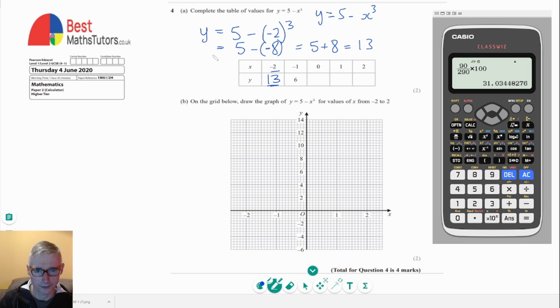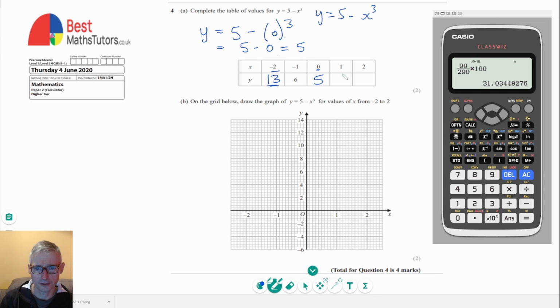And so I'm just going to make some space again, and we'll work out the next value along, which is for the 0. So it's quite nice to sort of show it by putting the thing we're substituting in, so in this case 0, in a bracket. So there we go. 5 minus 0 cubed. Well, we know 0 cubed is actually 0. So that's going to be 5 minus 0, which is 5. So we can put that in our table.